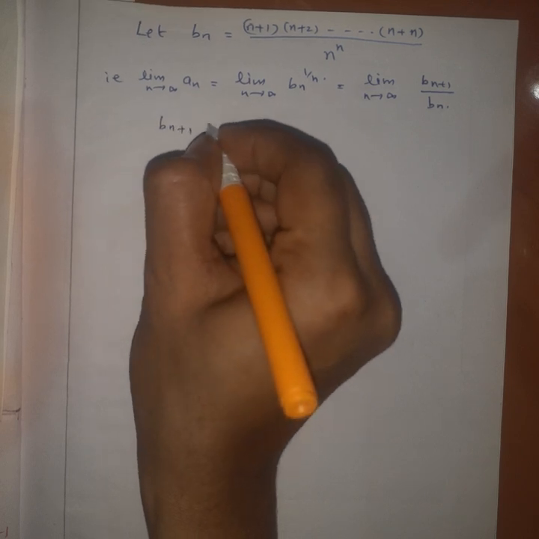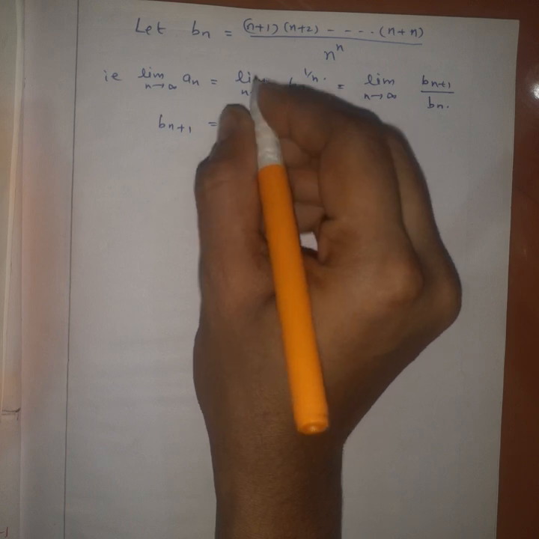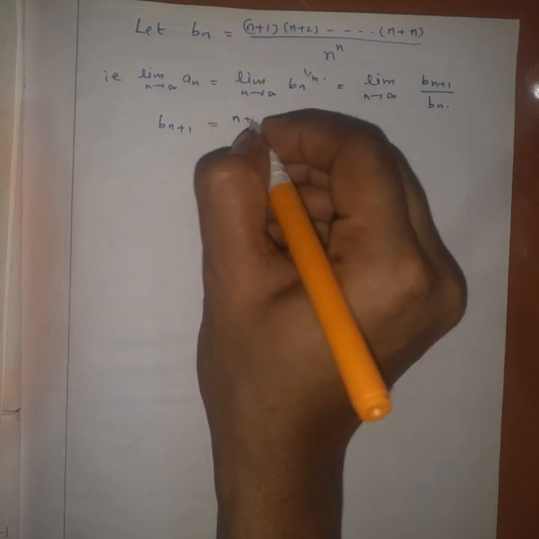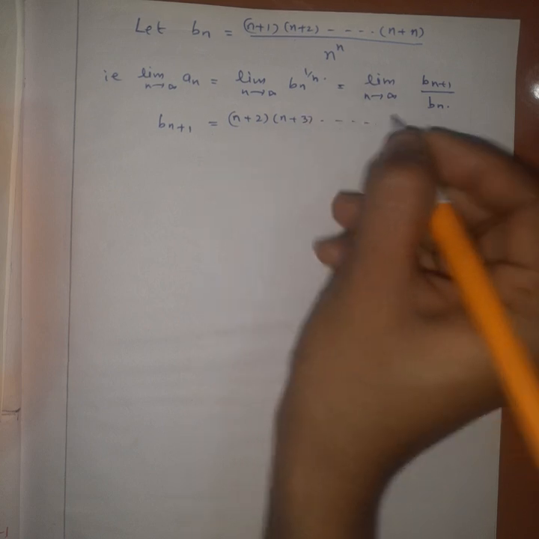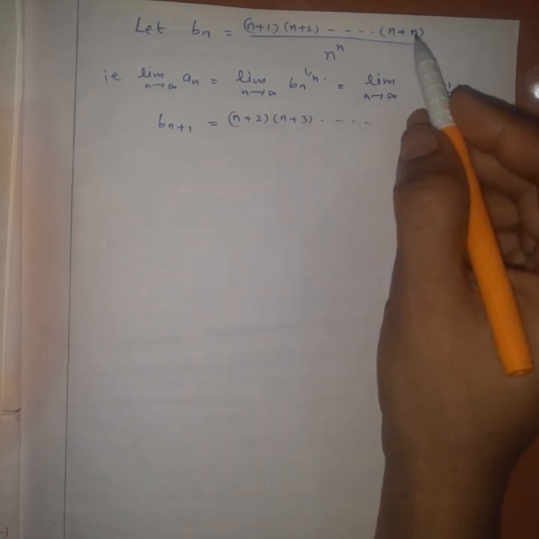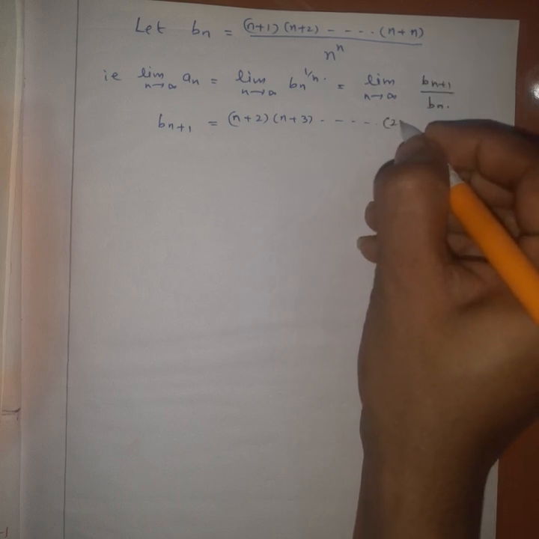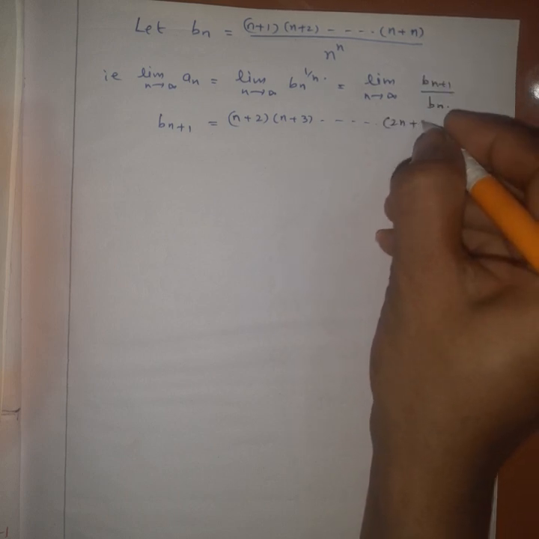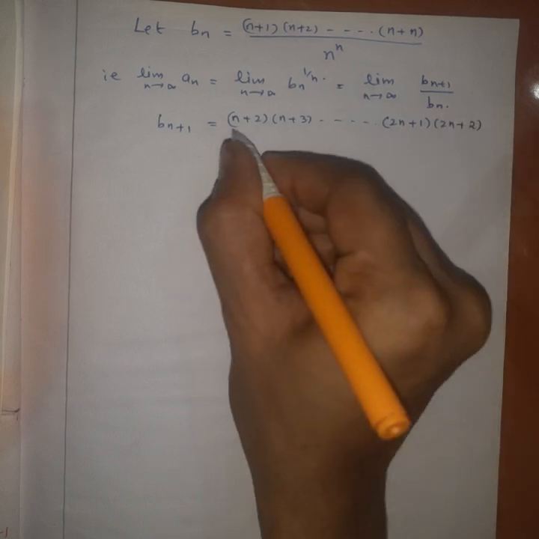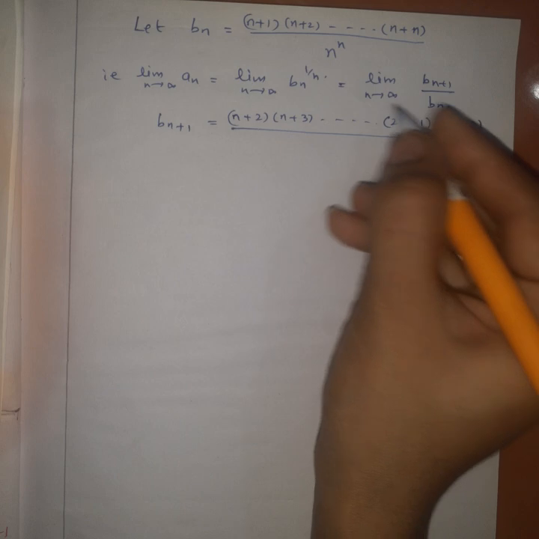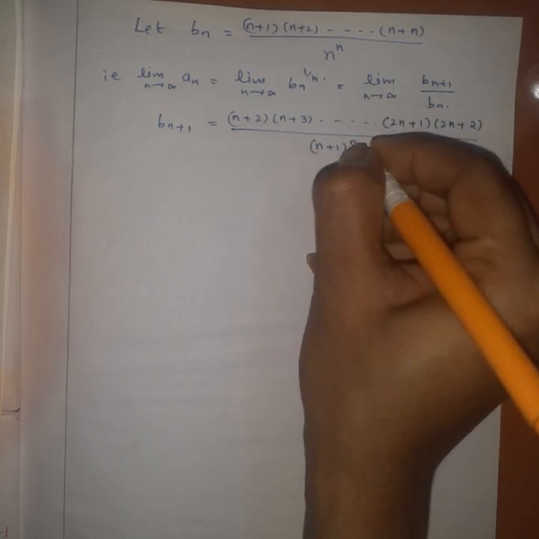Bn plus 1 will be given by n replaced by n plus 1. So it starts from n plus 2, n plus 3 and so on. The last term is also replaced by n plus 1, so totally you will get 2n plus 2, with the previous terms 2n plus 1 into 2n plus 2. So the whole thing is divided by n plus 1 to the power n plus 1.